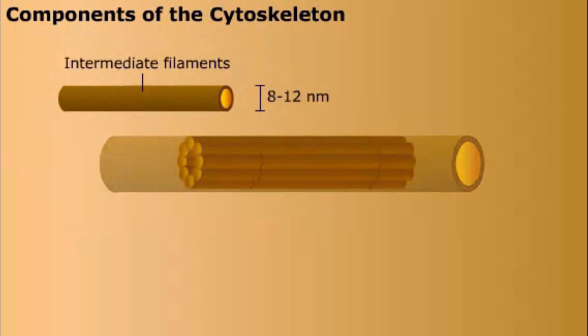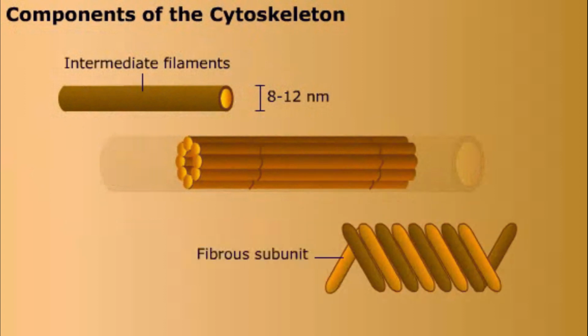Intermediate filaments are the third component of the cytoskeleton. Intermediate filaments are about 10 nanometers in diameter. They're made of twisted strands of proteins related to alpha-keratin, the main protein in hair and fingernails. Intermediate filaments have a lot of tensile strength that helps stabilize a cell structure.